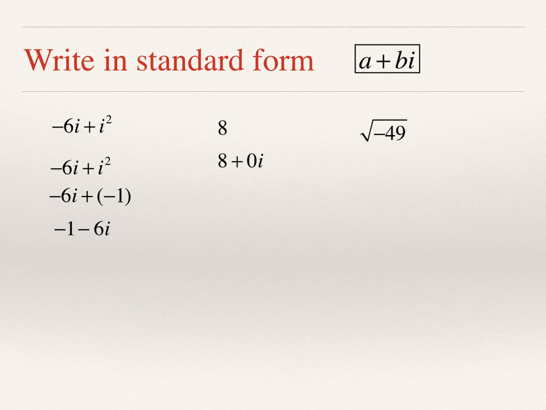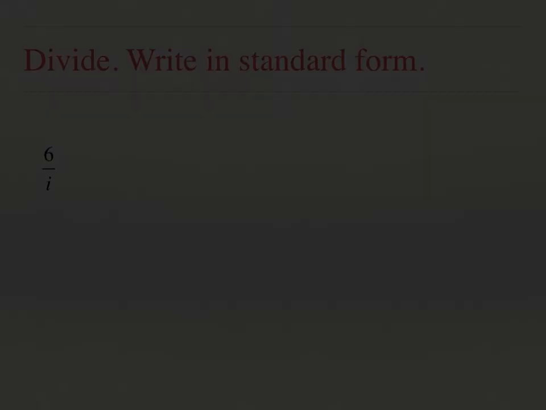The next number, this is going to be an imaginary number because we can think of negative 49 as the square root of 7 times negative 1. Now I can recognize that as 7i, but I need a real part, so I can add a 0. 0 plus 7i. Okay, now that we've reviewed that, let's move on to dividing complex numbers.